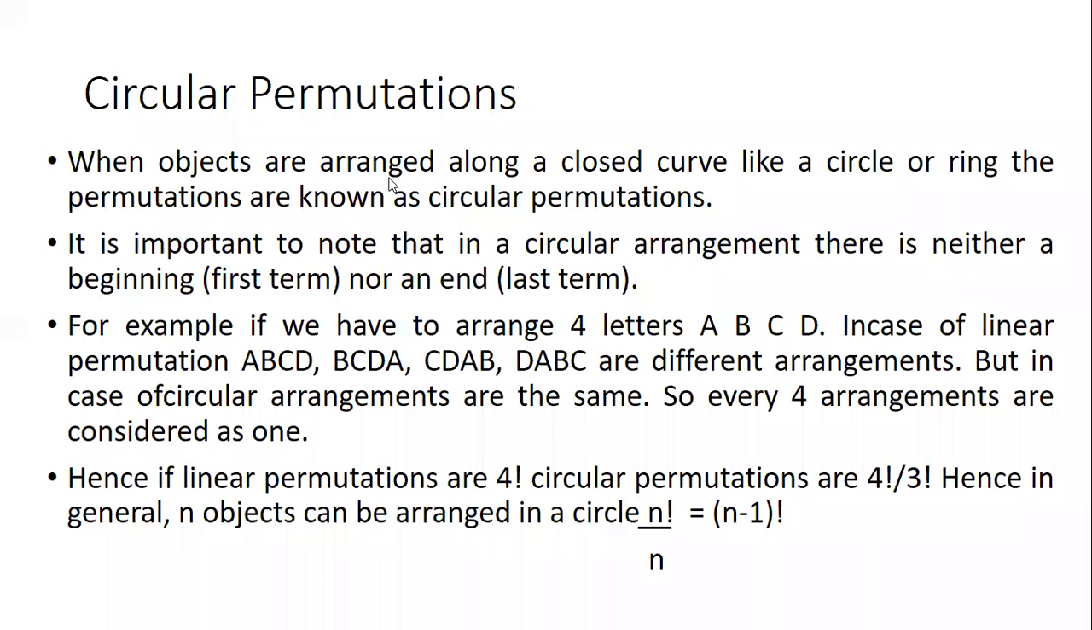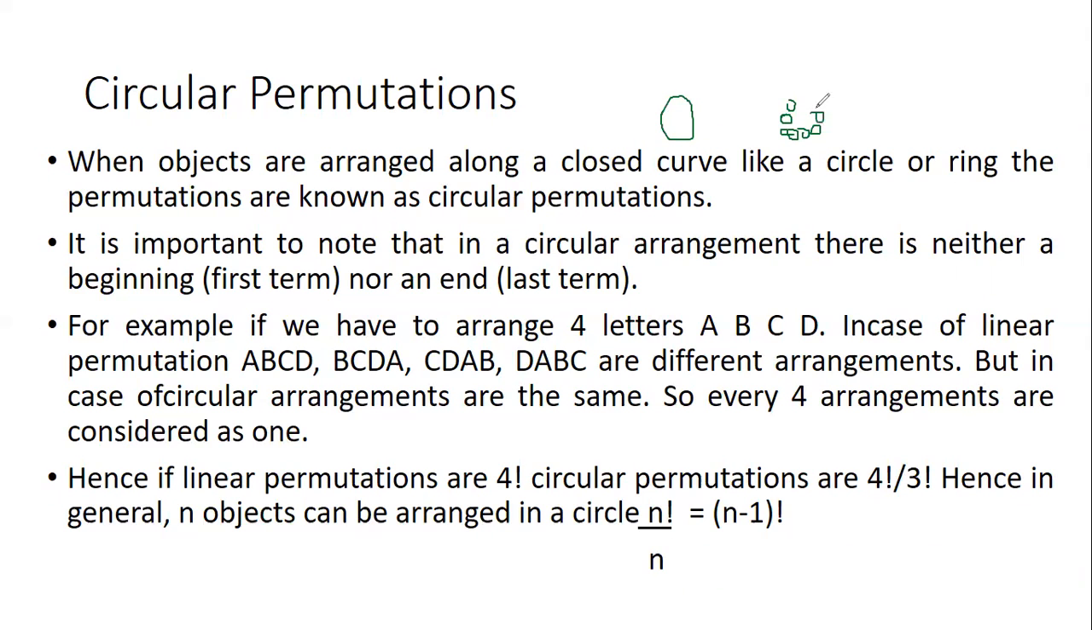So we started with circular permutation. In circular permutation, when the objects are arranged in a closed curve like a circle, that is called circular permutation. Here you will not have any starting point or ending point, or the first term and the last term will not be available. So when it is circular, it is something like arranging people on a round table, or arranging beads or stones in a necklace.